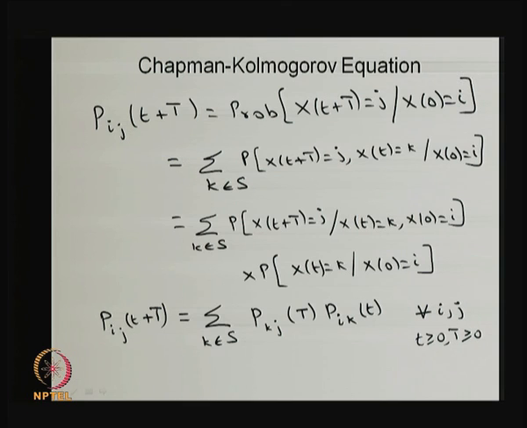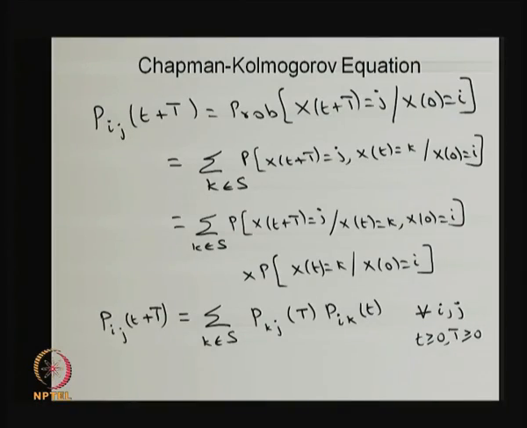This equation is called the Chapman-Kolmogorov equation for a time homogeneous continuous time Markov chain, because for this transition probability we have used the Markov property as well as the time homogeneous property. Therefore, this is the Chapman-Kolmogorov equation: the transition probability of the system moving from I to j in small t plus capital T can be broken into a product of these for all possible values of k. Like this, you can break it in many more ways, with the summation over different states k.